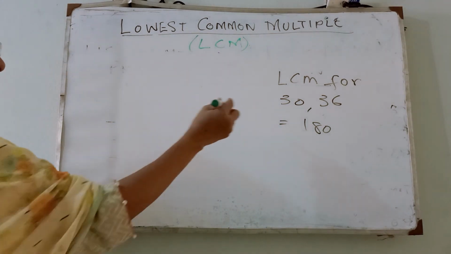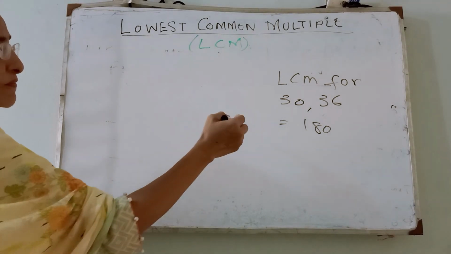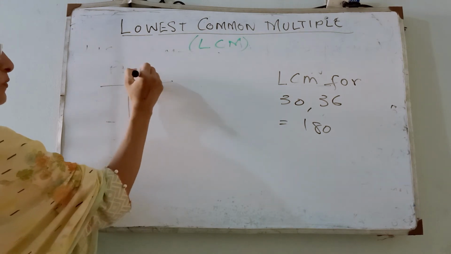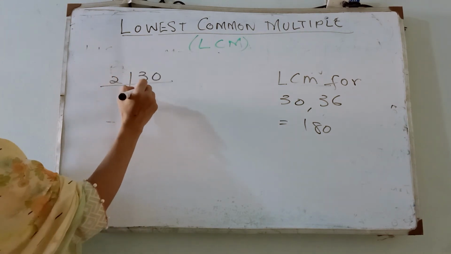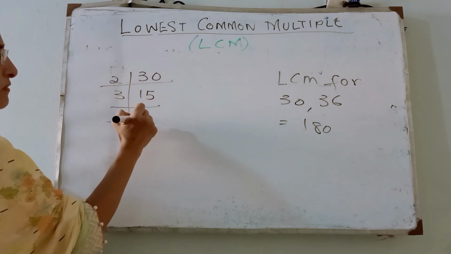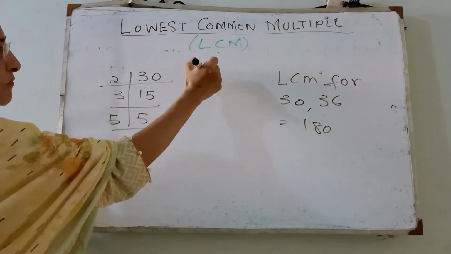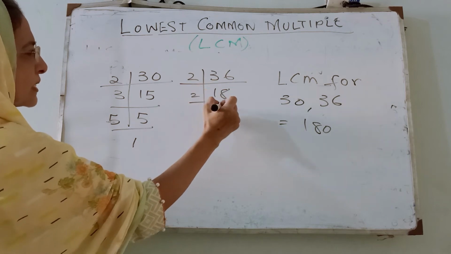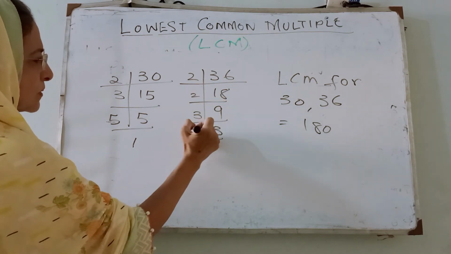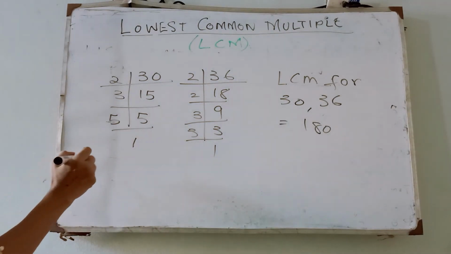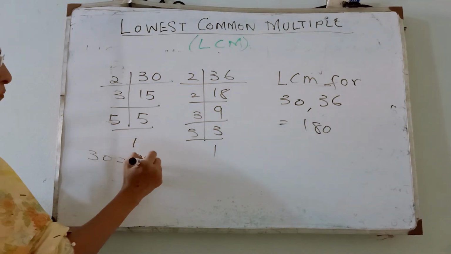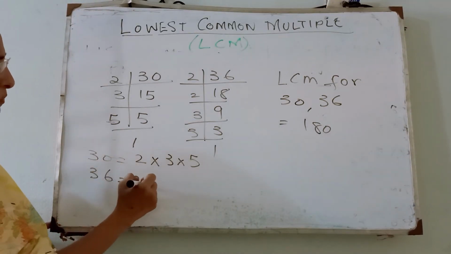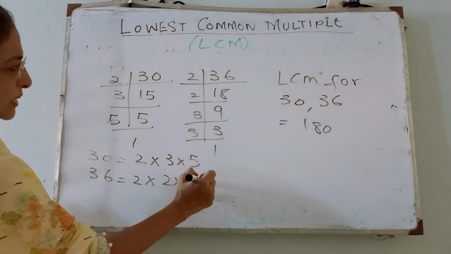Now for index notation, what I have to do is I have to divide the numbers which are given to me separately. 30, I am going to find the factors for 30. 2 15s are, 3 5s are, and 5 1s are. For 36, the factors will be 2 18s are, 2 9s are, 3 3s are, 3 1s are. Right? So the factors for 30 are 2 multiplied by 3 multiplied by 5, and the factors for 36 are 2 multiplied by 2 multiplied by 3 multiplied by 3.